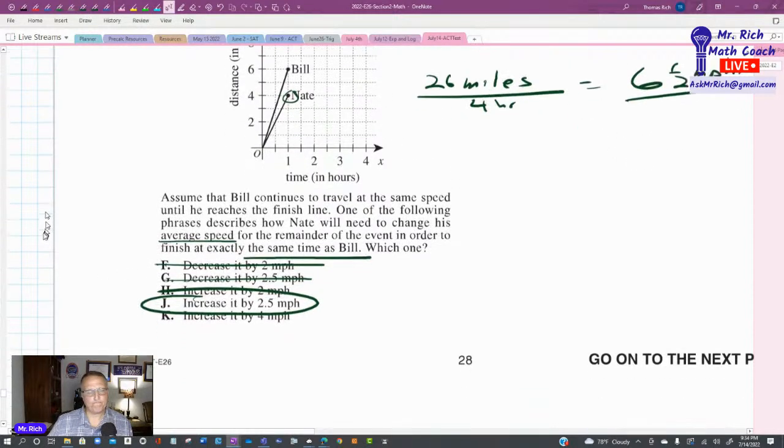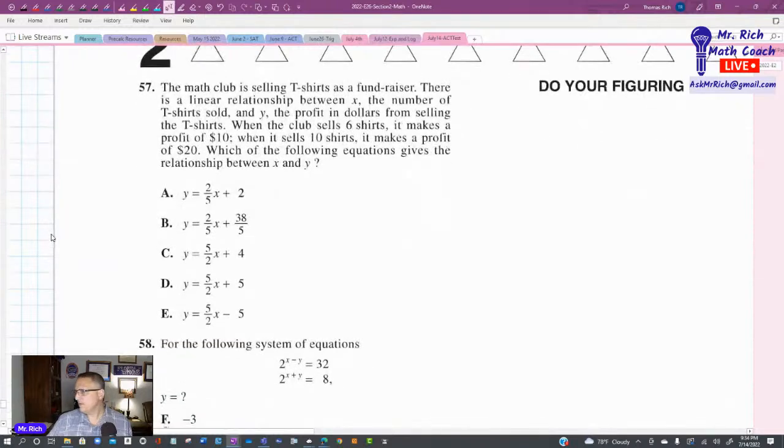Okay. Let's go to 57. The Math Club is selling t-shirts as a fundraiser. There is a linear relationship between X, the number of t-shirts sold, and Y, the profit in dollars from selling the t-shirts. When the club sells 6 t-shirts, it makes 10, and when it sells 10, it makes 20. So I've got 2 ordered pairs here, X and Y: 6, 10 and 10, 20.